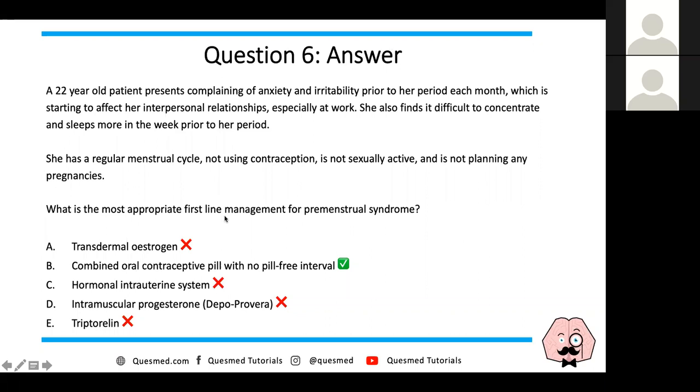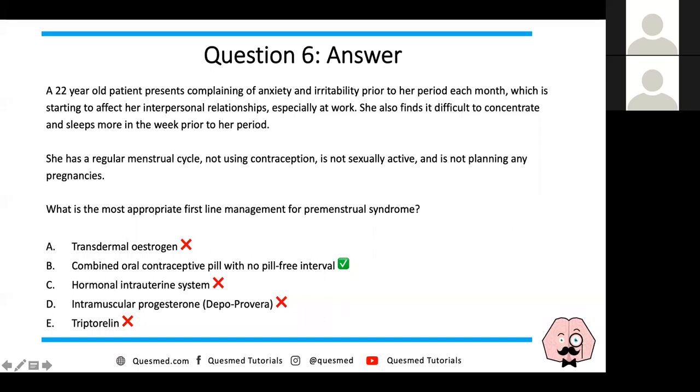I'll go through the correct answers there first. The correct answer, which most of you got, was combined oral contraceptive pill. Why wouldn't we use transdermal estrogen? Yep, we can use that, but it's not a first line treatment for PMS. Thinking about a hormonal intrauterine system, your Mirena coils, we don't tend to use that for PMS as the hormone only acts locally. It doesn't affect estrogen levels and it's not 100% reliable in stopping ovulation.